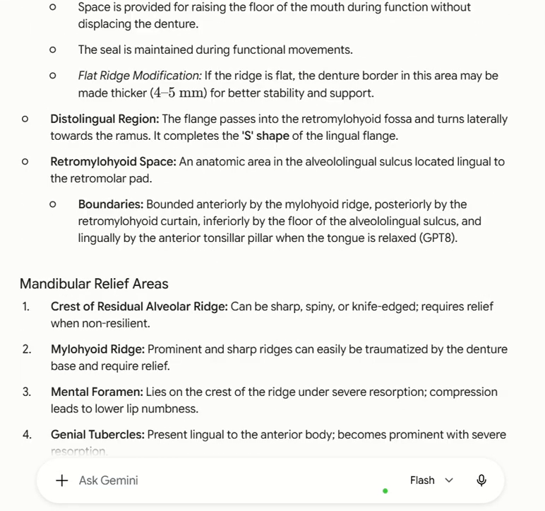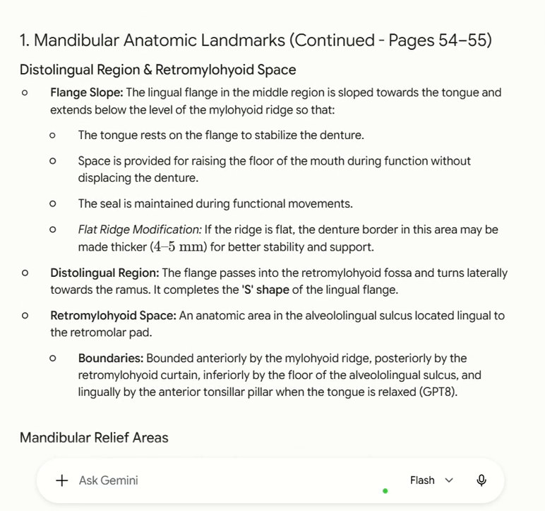Here is a structured summary of Chapter 4, Impressions and Casts, pages 54 to 57, based on the provided textbook pages. 1. Mandibular anatomic landmarks, continued, pages 54 to 55. Distolingual region and retromylohyoid space. Flange slope: the lingual flange in the middle region is sloped towards the tongue and extends below the level of the mylohyoid ridge so that the tongue rests on the flange to stabilize the denture.